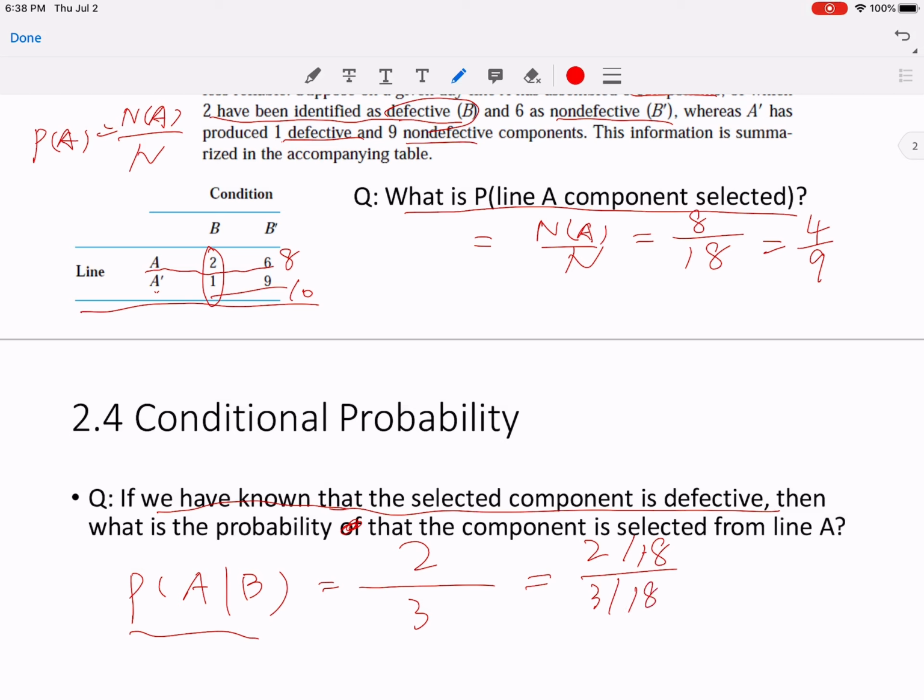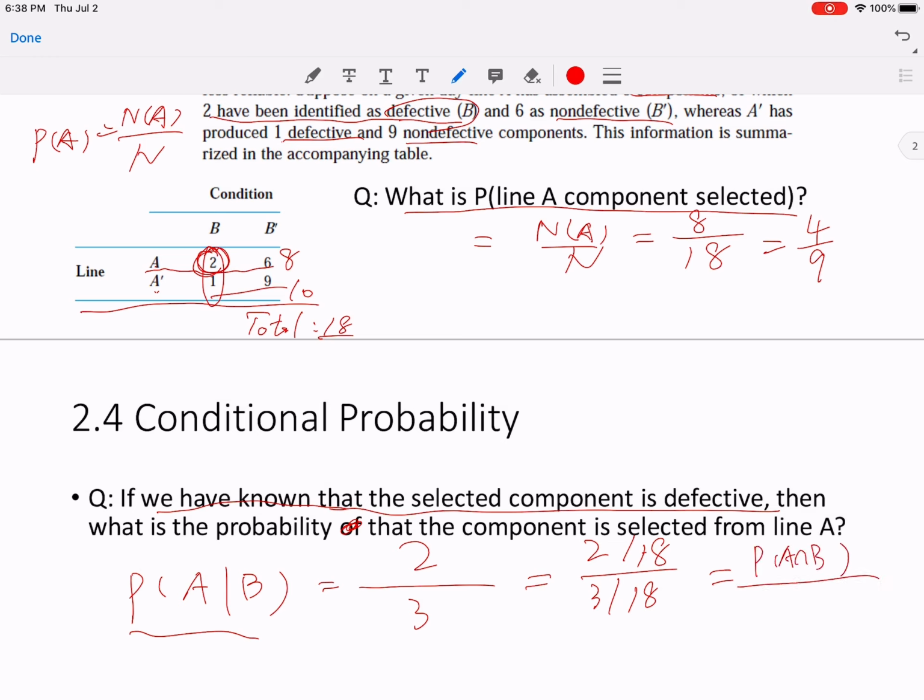So the fraction stays equivalent because we are dividing both top and bottom by the same number. Now let's take a look at what the top represents. We got 2/18. That's a probability, right? 18 is the total over here, and the 2 is coming from here. What does the 2 represent? The 2 represents A intersection B. So the top is the probability of A intersection B.